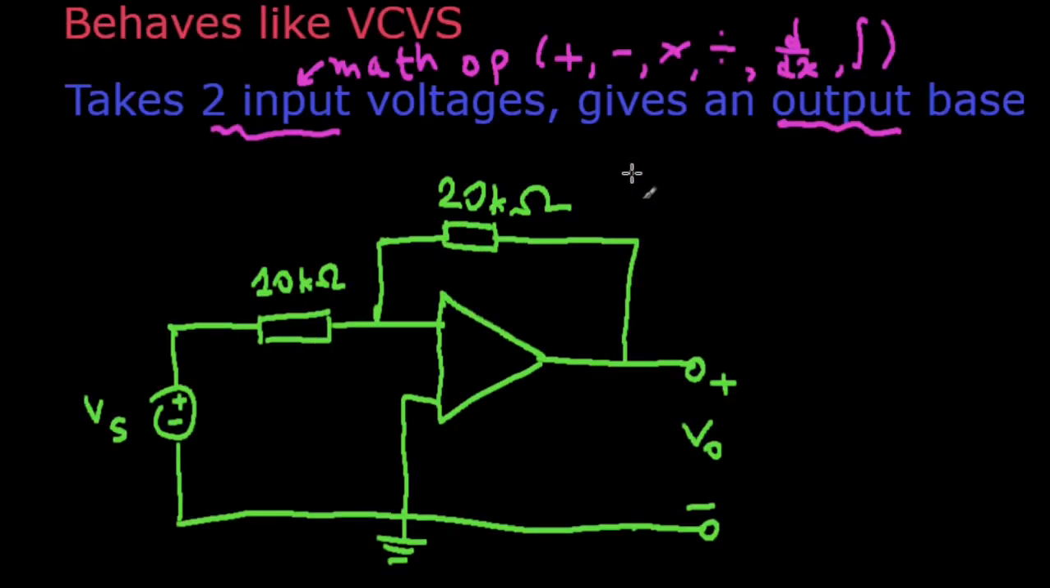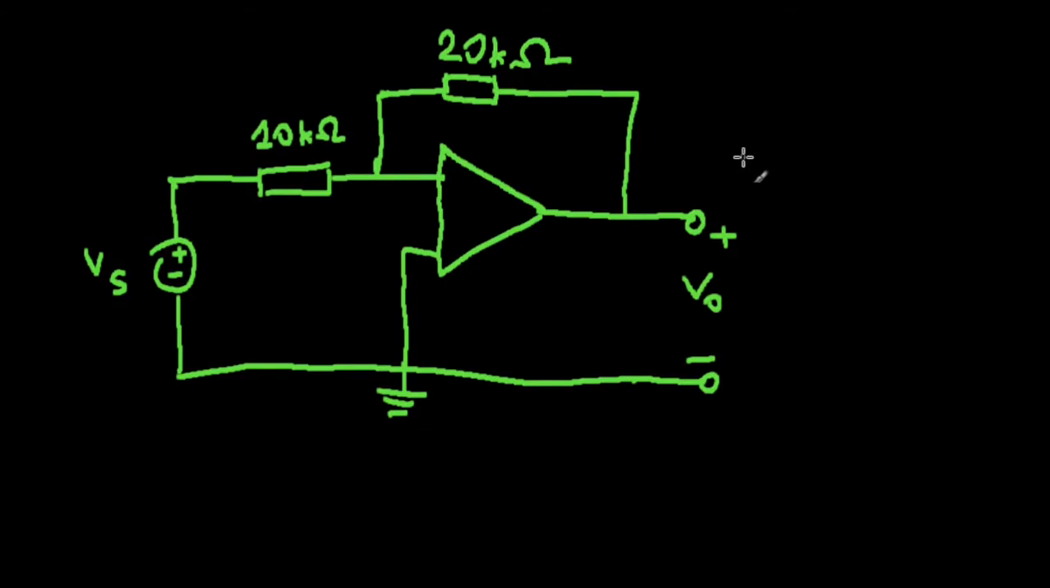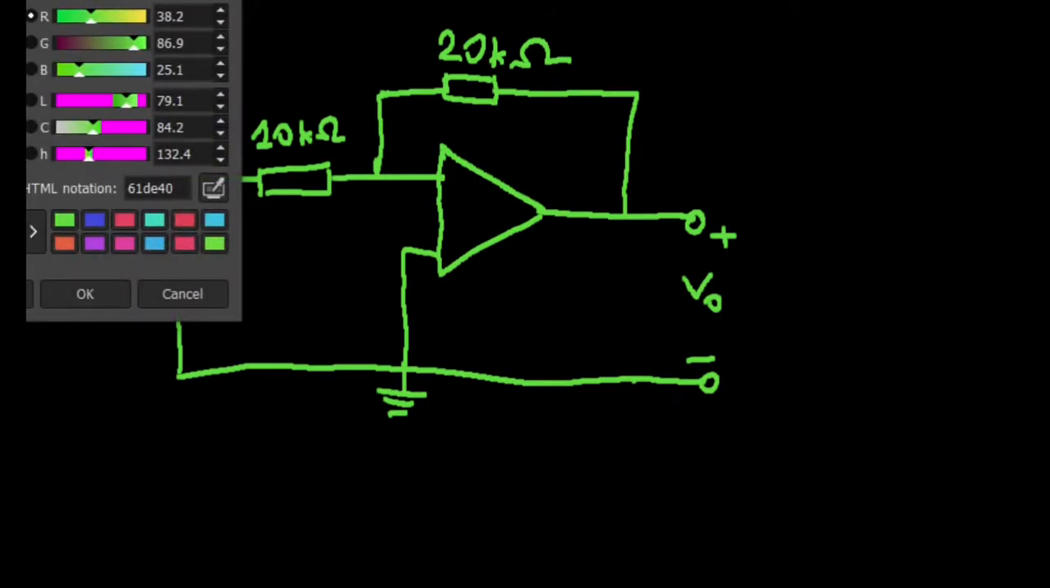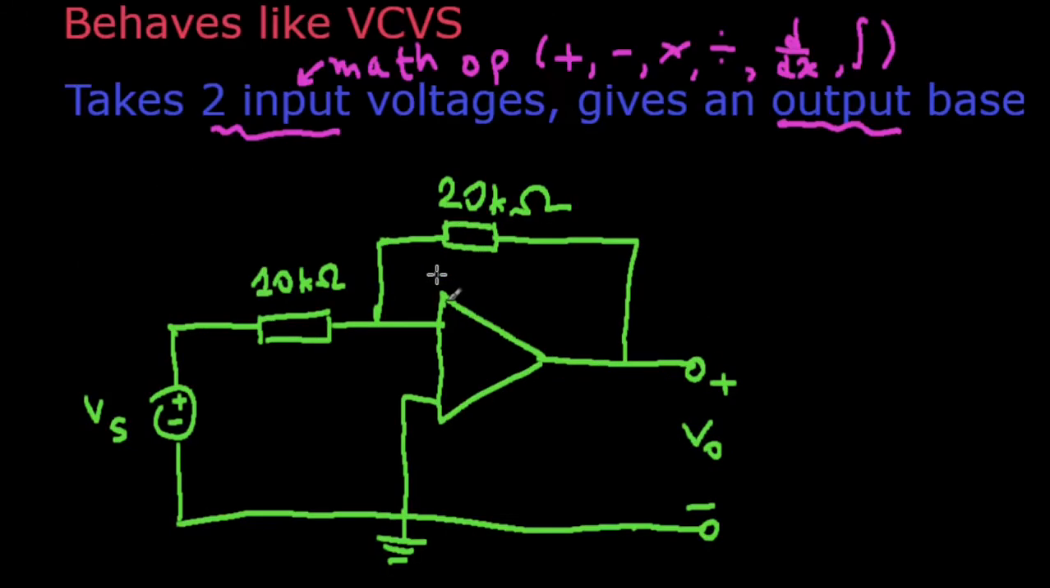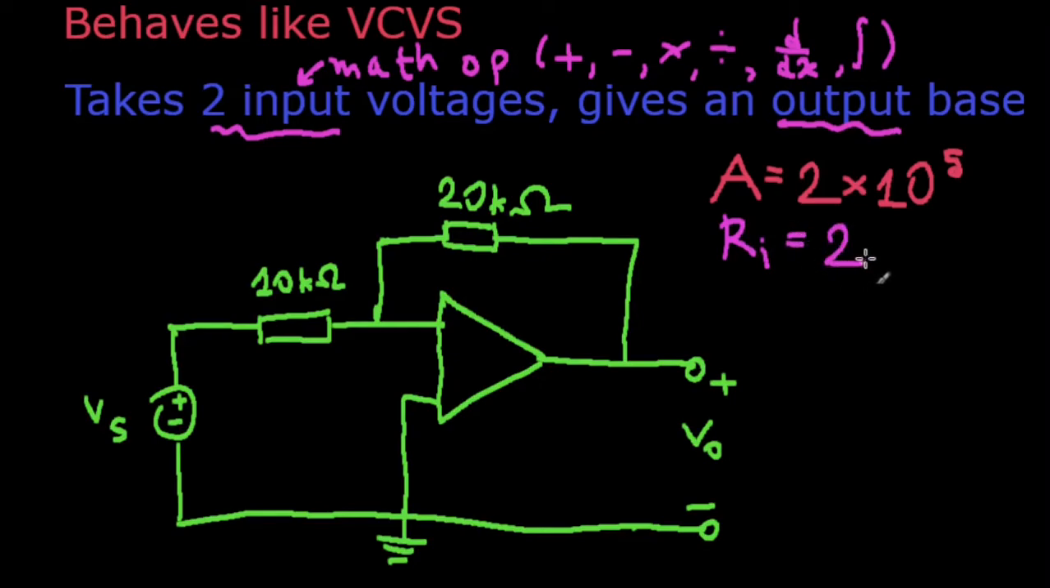Okay, so this is my problem, and we are not done. The problem says that my open loop voltage gain, capital A, is equal to 2 times 10 to the 5. As I said in the last video, this gain is pretty large for op amps. Then you have the op amp's input resistance, R sub i, which is equal to 2 mega ohms.